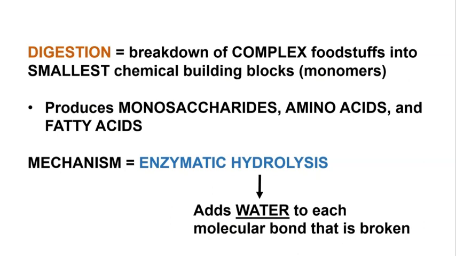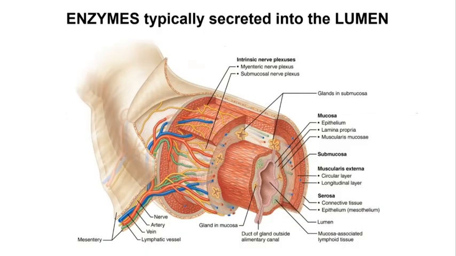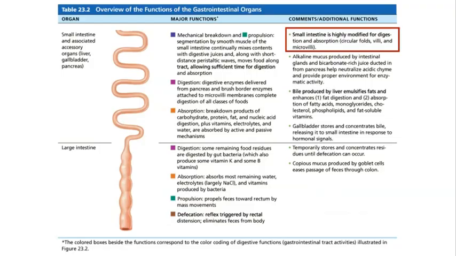The mechanism of chemical digestion occurs by enzymes. The full name of this process is enzymatic hydrolysis. This means that the enzymes break chemical bonds and add water to the sites where molecular bonds are being broken in order to stabilize the monomers that are created. We see that enzymes are typically secreted into the lumen of the alimentary canal, but a few in the small intestine are found on the brush border of the microvilli. Also recall that the primary site of enzymatic digestion is going to be the small intestine.